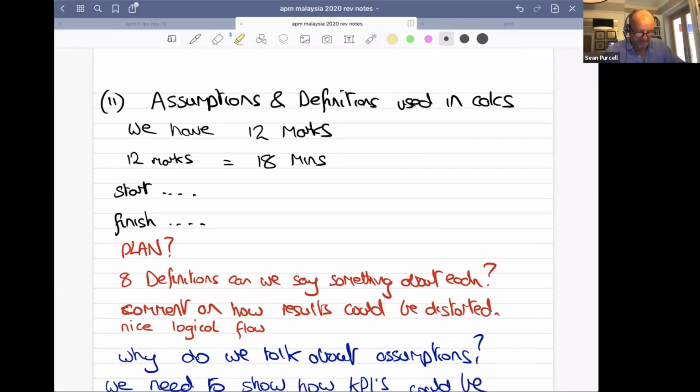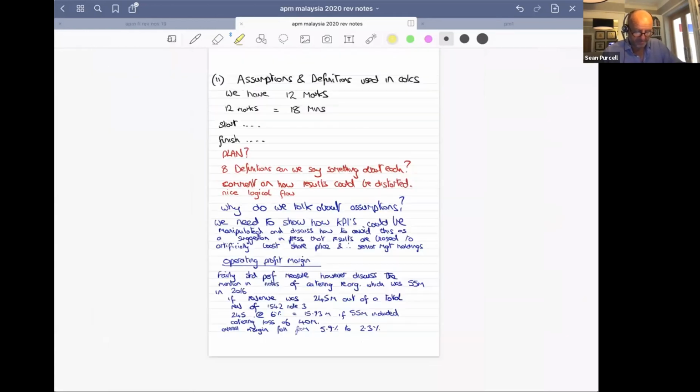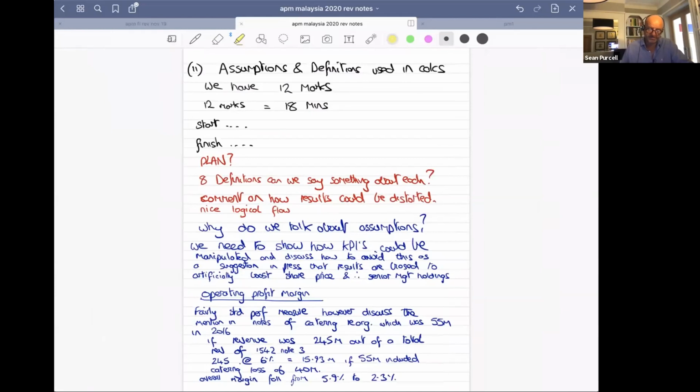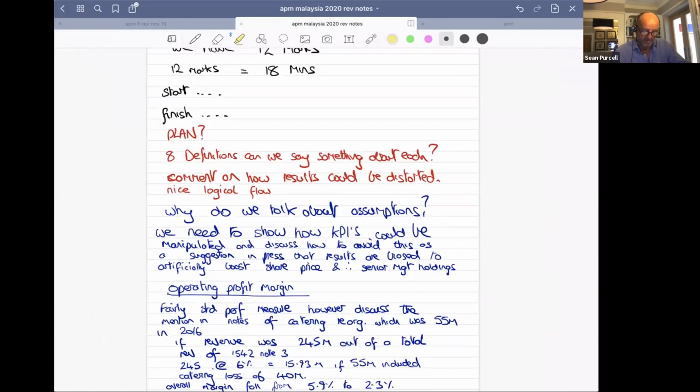In terms of part 2, assumptions and definitions used in the calculations, there's 12 marks, there's 18 minutes, start and finish. There's 8 definitions. So if we deal with each of the 8 definitions, we've at least got 8 out of 12. 8 out of 12 is nearly 70%. So let's have a look.